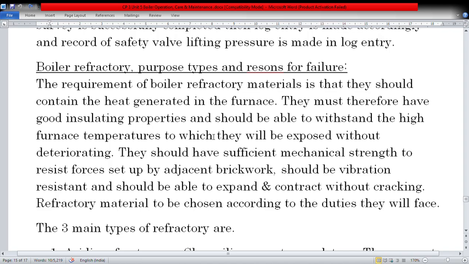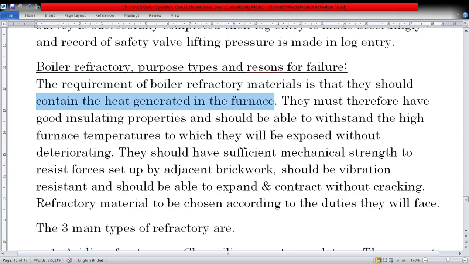Now, the requirement for your boiler material is that it should contain the heat generated in the furnace. It should be able to insulate, meaning it should contain the heat generated in the furnace, because that heat should not be lost. There will be losses, but they have to be minimal. They must therefore have good insulating properties and should be able to withstand the high furnace temperature to which they will be exposed without deteriorating. They should have sufficient mechanical strength to resist forces set up by adjacent brickwork. Should be vibration resistant.